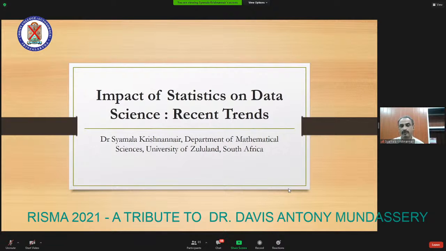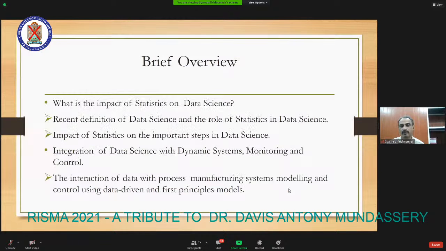So the overview is as follows. The first question: what is the impact of statistics on data science? There, I'll look at the recent definition of data science and the role of statistics in data science, based on the historical definition as well. Then the second point will be the impact of statistics on the important steps in data science. Many people have introduced different steps that can be used in data science, even from 1990.